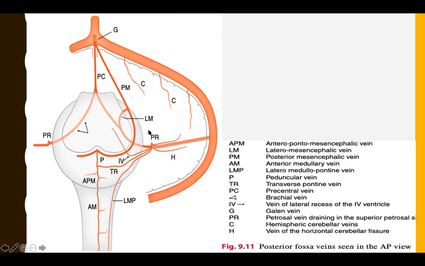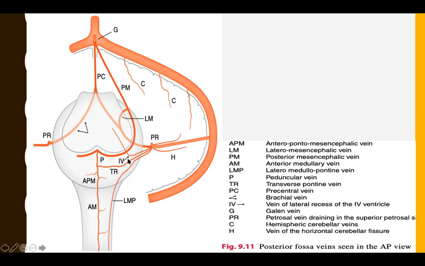So the petrosal vein is formed by a combination of multiple small veins, and it has mainly three important tributaries. The anterior pontomesencephalic vein, via the transverse pontine vein, joins into the petrosal vein. The precentral vein, as I showed earlier, can join the petrosal vein, and the posterior mesencephalic vein, via the lateral mesencephalic vein, joins and drains into the petrosal vein. The petrosal vein drains directly into the superior petrosal sinus and then into the transverse sinuses.